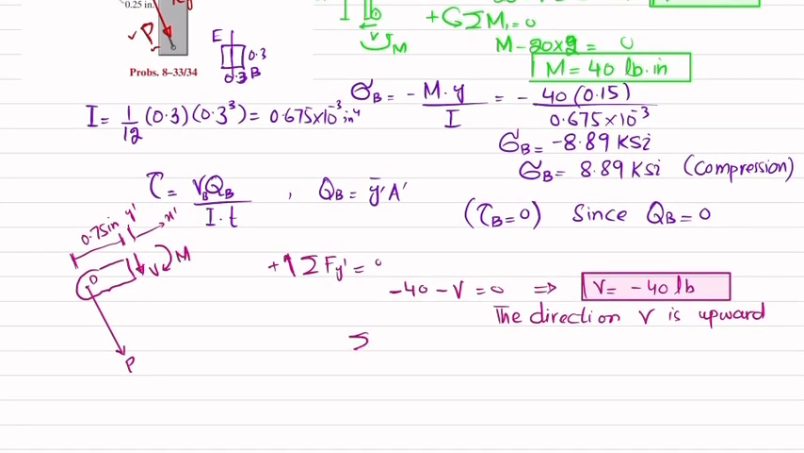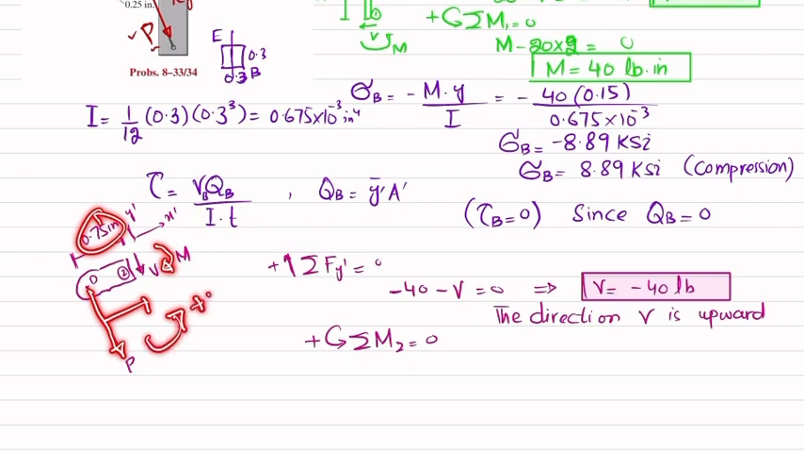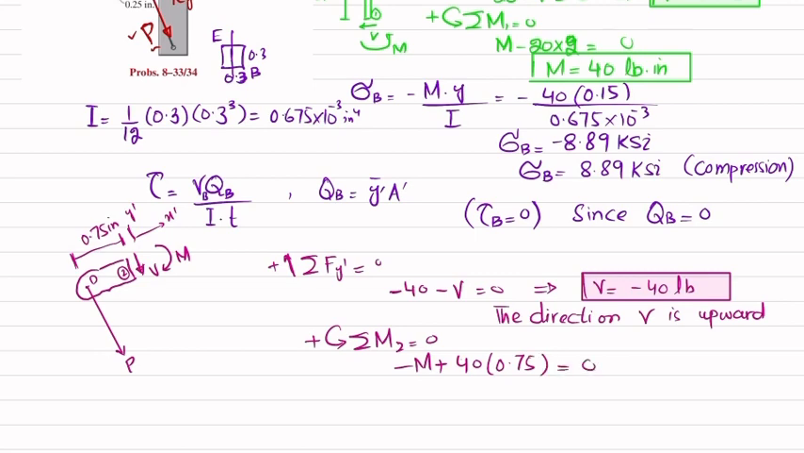So sum of all the moments about, let's say this is the point 2, about point 2 is equal to 0, taking the counterclockwise moment as positive. So one moment is this one, which is clockwise, this is negative, and the second moment is P into perpendicular distance 0.75, this is counterclockwise, so it will be positive. So minus M plus P, which is 40 into 0.75, is equal to 0. So we will get M equal to 30 pounds into inch.